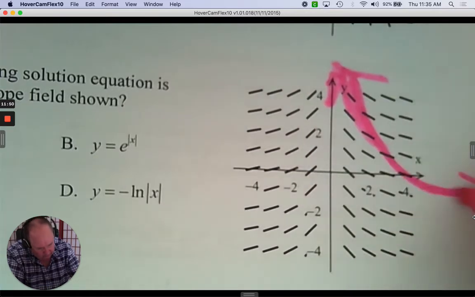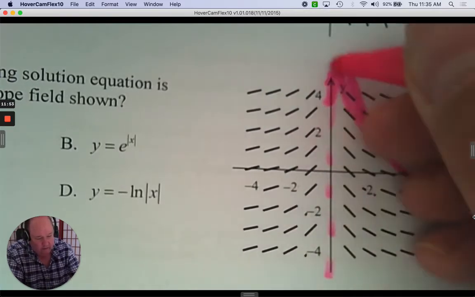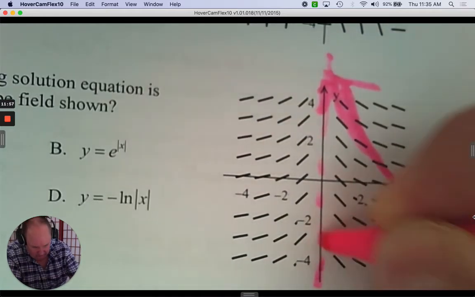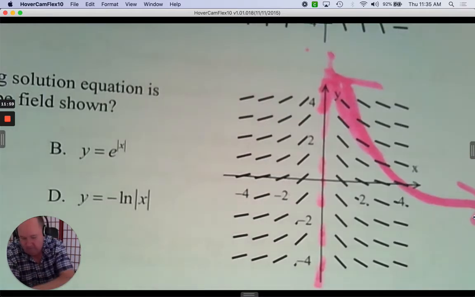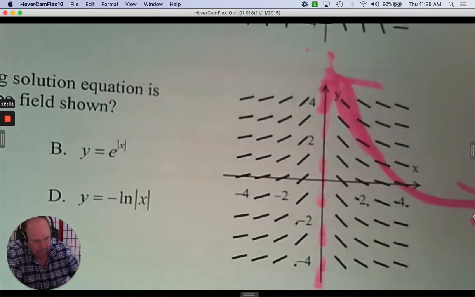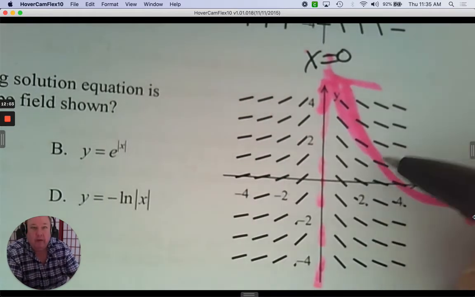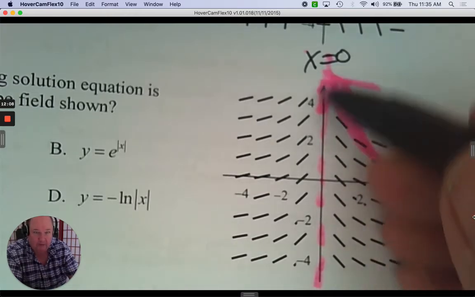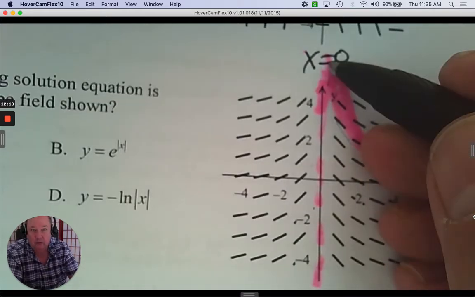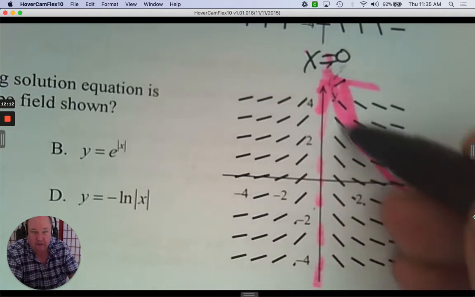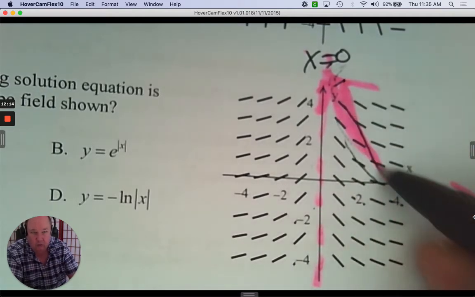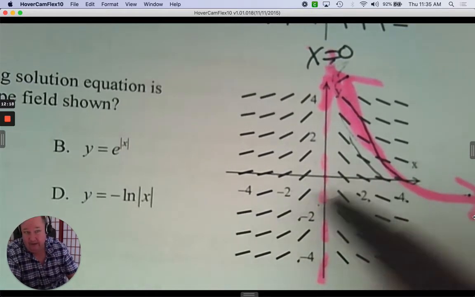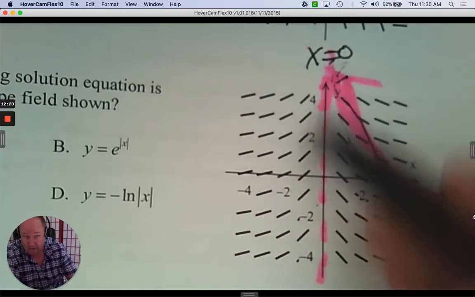And what does it look like? So it looks to me like I have a vertical asymptote. There are no slopes at x equals 0. So it looks like we have a vertical asymptote. So it's going to infinity up here, and then it's slowly curving down here. So I'm going to eliminate functions that don't have a vertical asymptote.